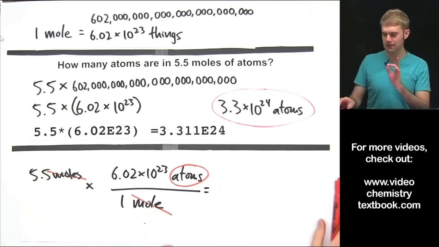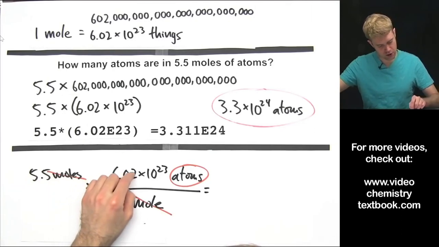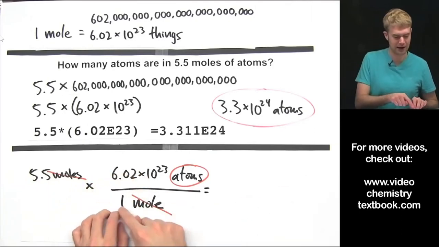Okay. So you guys can fill this in at the bottom of page 7. I'm going to do the math here: 5.5 times 6.02 times 10 to the 23rd divided by 1.